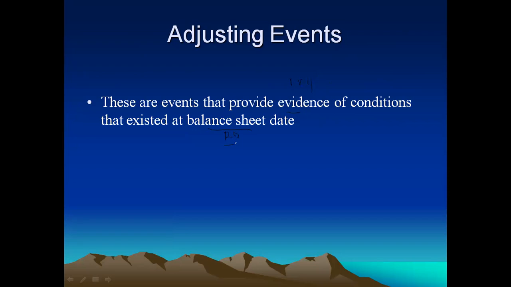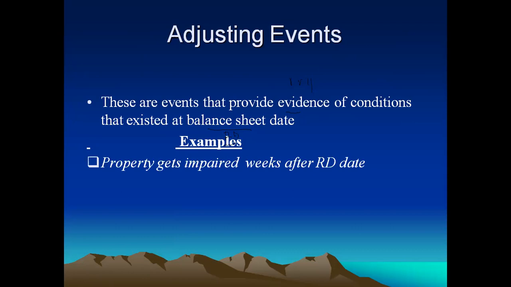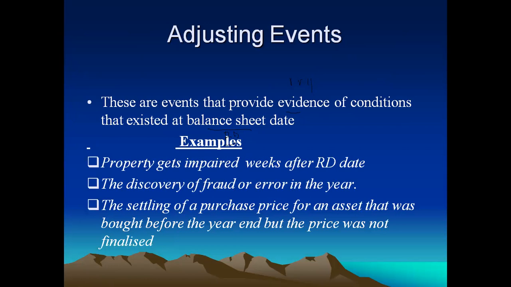These are events that provide evidence of conditions that existed at the balance date. Let's say a customer going bankrupt after the reporting date. It shows that the customer was broke, but we didn't just come across that information, so that is an adjusting event. Then property gets impaired weeks after the reporting date. This is evidence that the property was impaired. Then discovery of fraud or error in the year end. That is also an adjusting event.